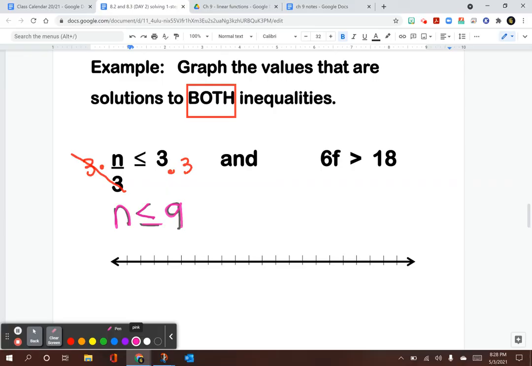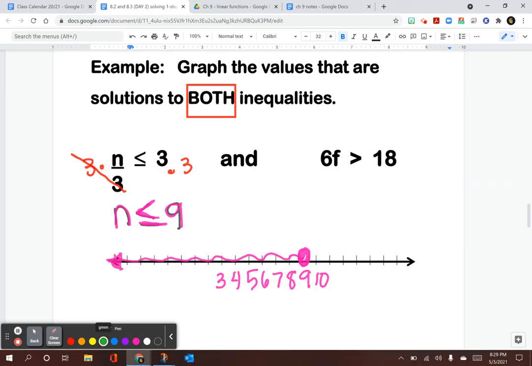So on my number line, if I just put some numbers here, I'm going to start at 9. I'm going to include 9 because it could be equal to 9. Close that in to include 9. And I'm going to travel left with my pink arrow to show all these.